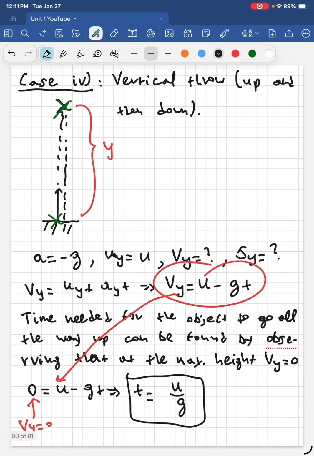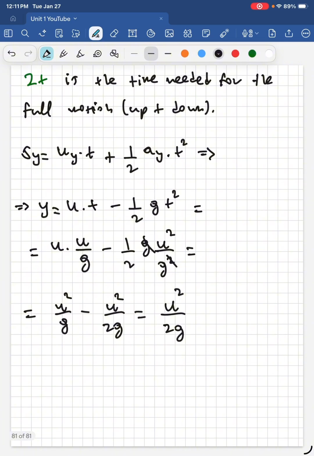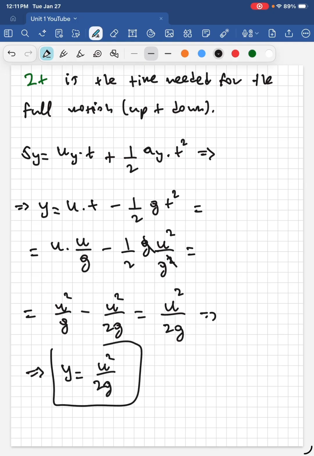But be careful, you have to use the time needed for the object to go all the way up. If you use 2t, you're going to reach something weird, I guess. Let me box this: y is u squared over 2g. So the maximum height reached depends on the initial velocity and g, which makes sense, right?